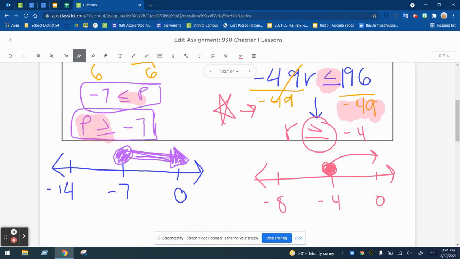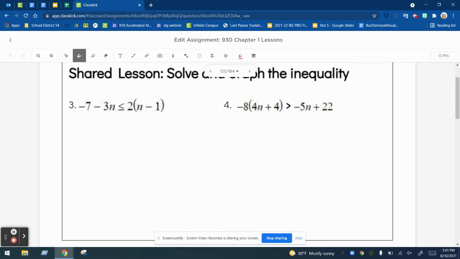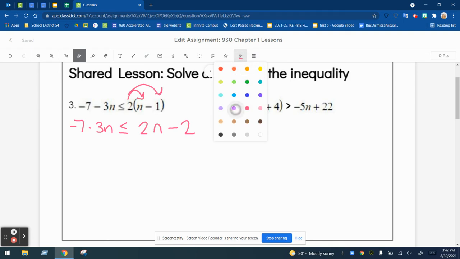That is what that problem would look like. All right, number 3. I'm going to keep everything on the left the same. Negative 7 minus 3n is less than or equal to, and then this is where I will distribute. So 2 times n will give me 2n, and 2 times negative 1 will give me minus 2.